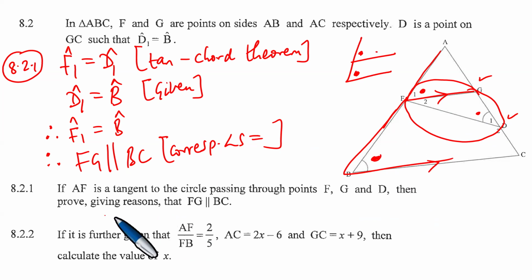So we're able to prove that if AF is a tangent to the circle passing through F, G, and D, then FG is parallel to BC. So we've proven that FG is parallel to BC. Okay, we have that one. So we're looking at 8.2.2.